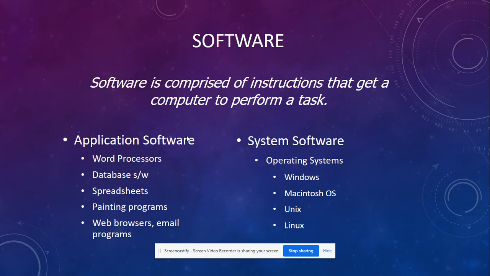Right? There's two main kinds of software, and you definitely need to know the difference. There's application software, which is just things like word processors, databases, spreadsheets, painting programs, web browsers, emails. Those are application software, right? Each one performs a certain task. The other kind of software is system software. That's like operating systems, right? System software are things like Windows, the Macintosh OS, Unix, and Linux or Linux, depending on how you want to say it.